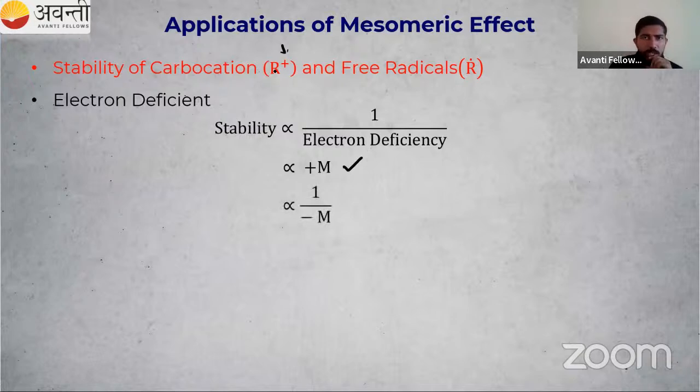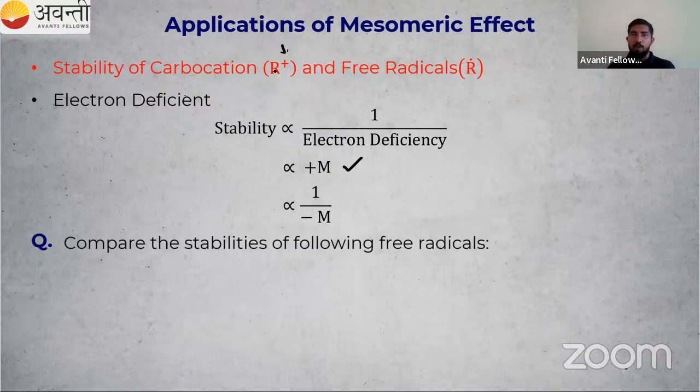Okay, so we have to check it. If it is directly proportional to plus m, what about minus m? They are electron deficient, poor guys. So when one friend comes, it takes the electron from that poor carbocation. Then the stability of the carbocation will decrease, and the stability of the free radical will decrease. So what you have to check? If there is a group showing plus m, then the stability of the carbocation will increase.